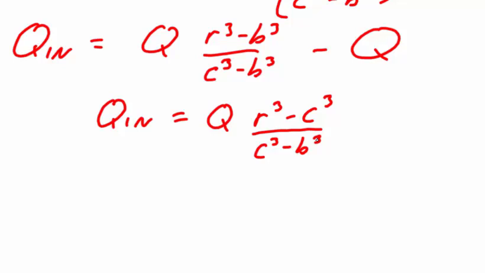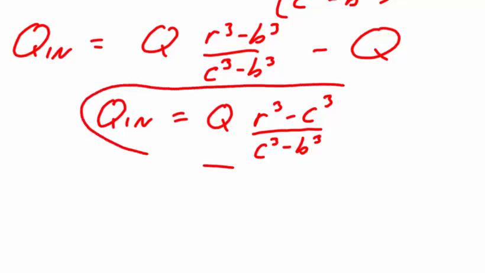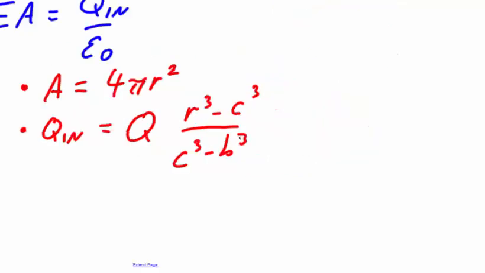At r equals b, this formula tells me I contain negative Q, and that's right, because that's the inner sphere. At r equals c, this formula tells me I contain zero charge, because that's what happens when you get all of the plus Q as well as all of the minus Q, and so this result for Qin looks robust, it passes the logic test, and we're ready to simply get the answer.